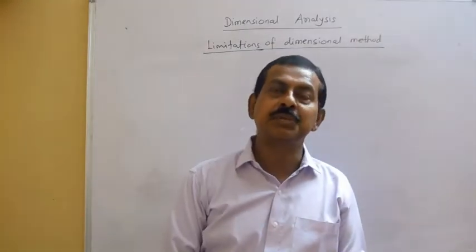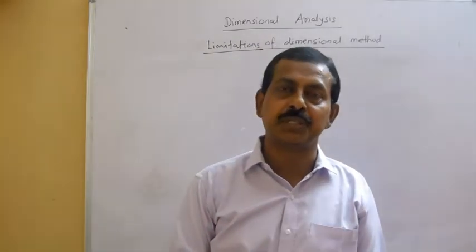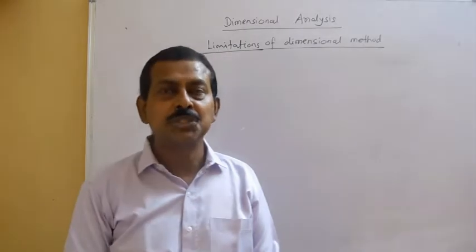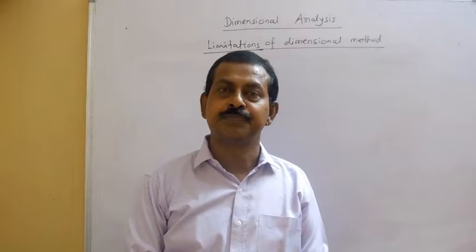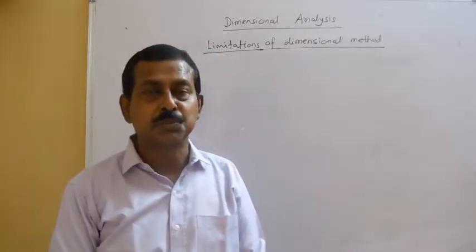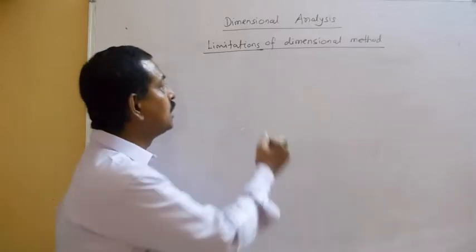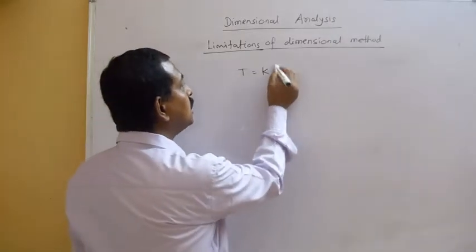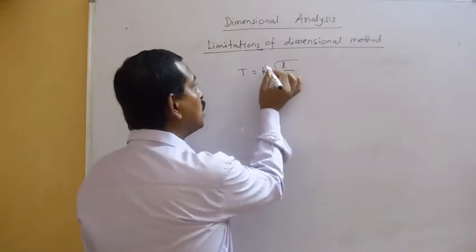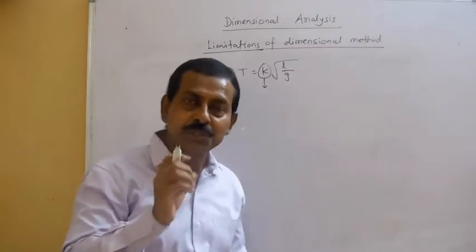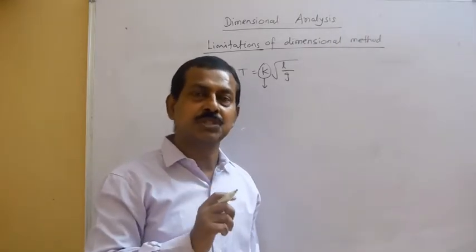Let's take now the limitations of the dimensional method. That means what are the drawbacks or limitations of the dimensional method. The first one is that the dimensional method cannot be used to find the value of a dimensionless constant. Like we have done the expression for the time period of a simple pendulum and derived it by the dimensional method. So this was coming as T equals K times root over L by G. This K is your dimensionless constant. By the dimensional method, we cannot find its value. So this is one of the limitations of the dimensional method.